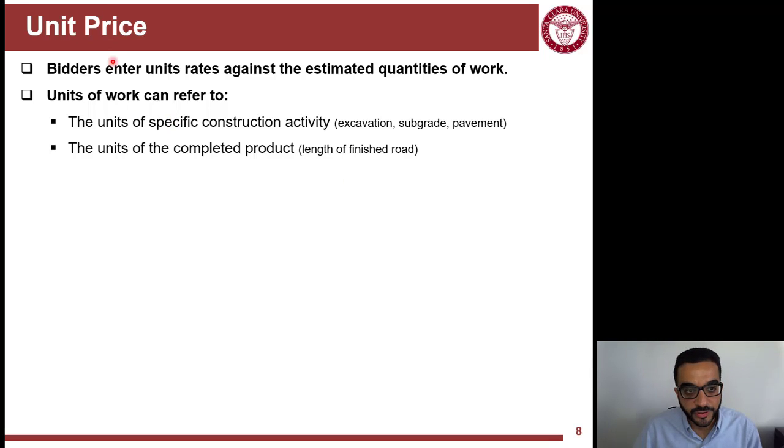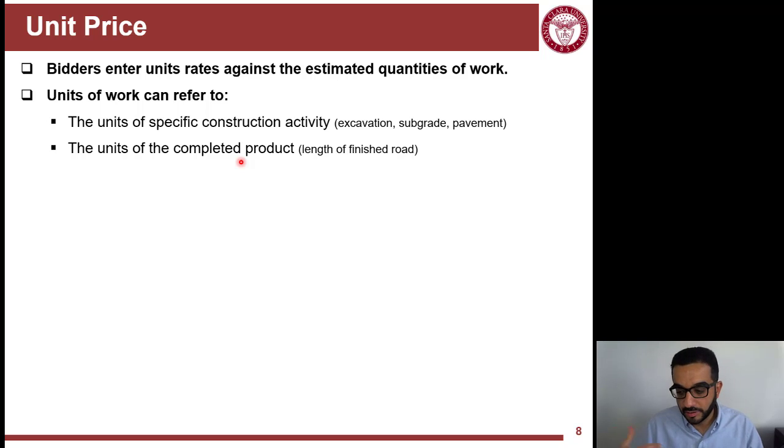So the next here is unit price. For unit price contracts, the bidder enters unit rates against estimated quantities of work. So you are not committing to a total big number here. You're committing to little numbers that are associated to different work items that you know that you're going to do for this project. So the units of work here refer to maybe a specific construction activity. So you can price every cubic yard of excavation that you'll do, or pavement, or you're pricing the units of the completed product at the end.